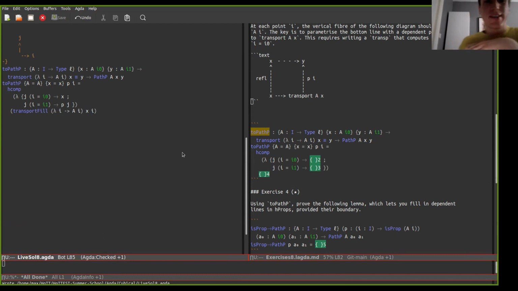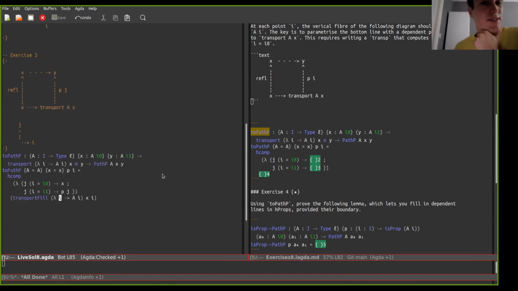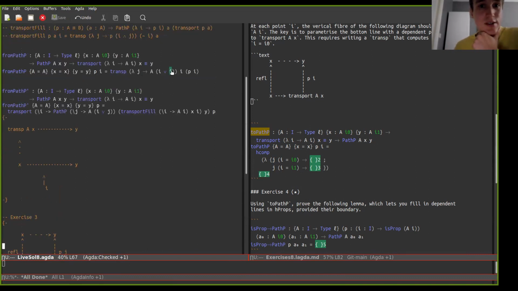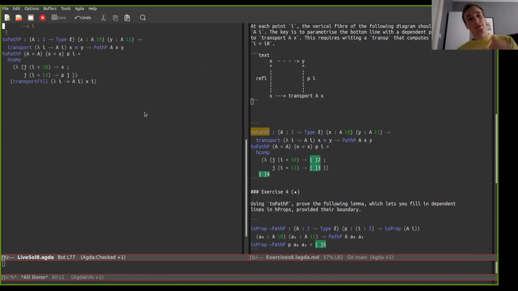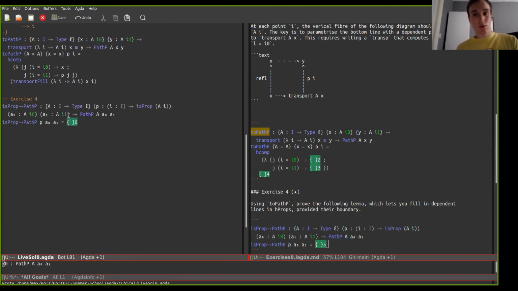Okay. So people are saying transport is scarier than HComp. Maybe in a sense, in particular this transp, right? If you're only using the transport you're used to, then maybe it's fine. It's what you're used to from HoTT. But you can do some crazy stuff with the transp. Okay, using this, we can do exercise 4.